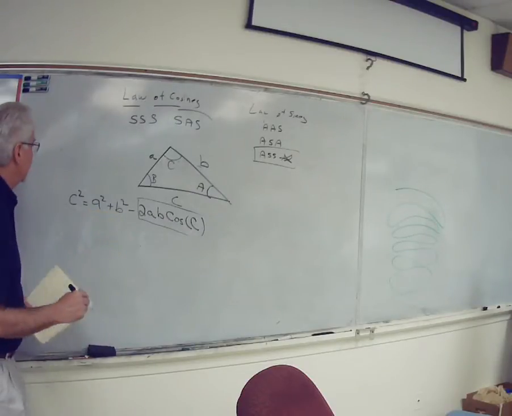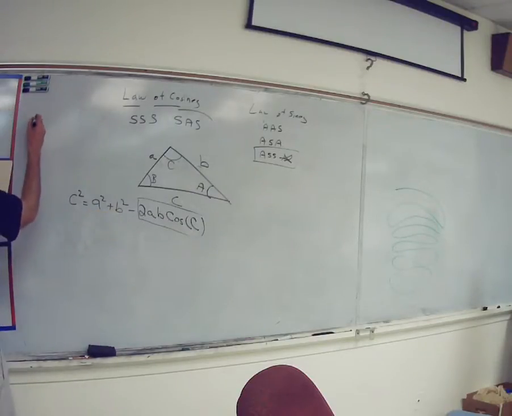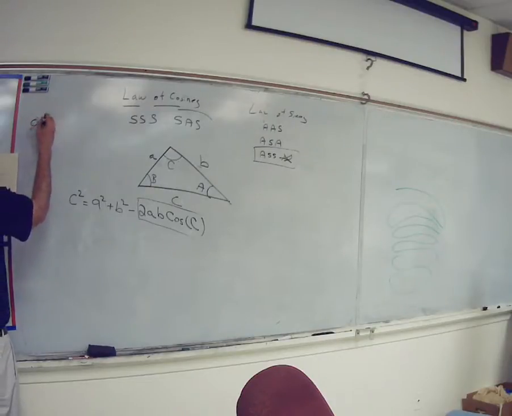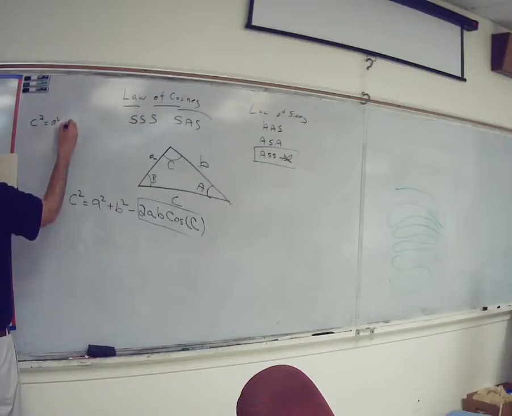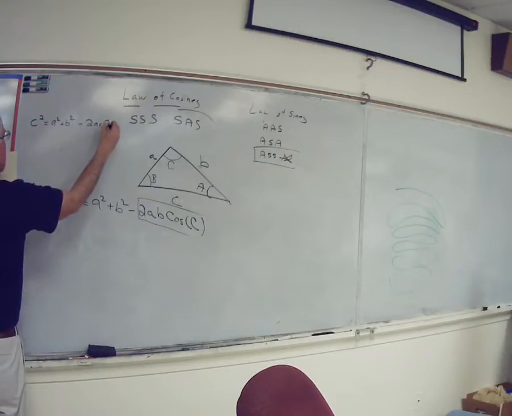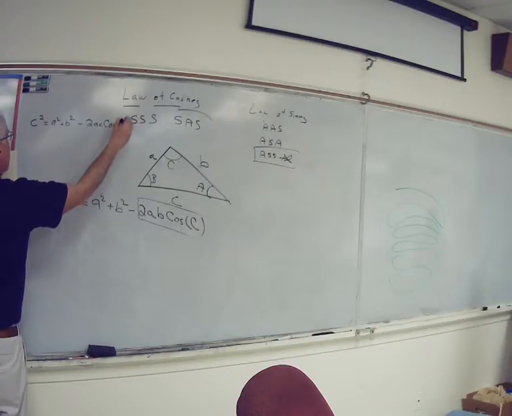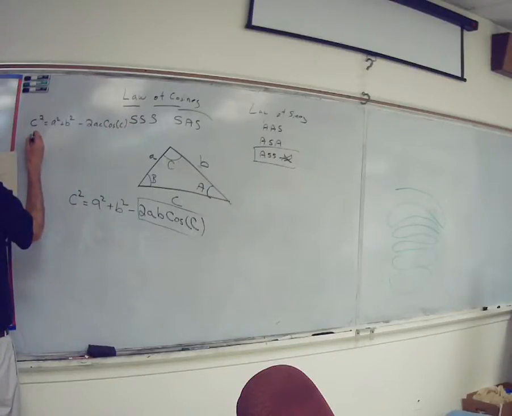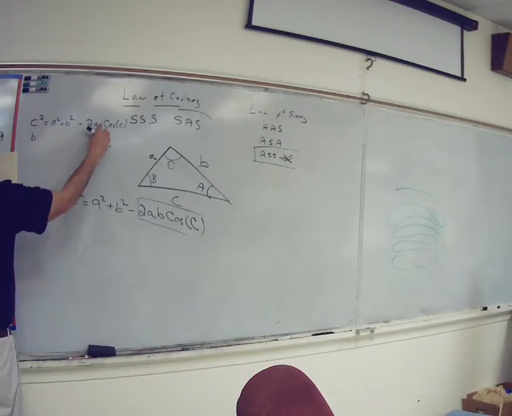So I'm going to write this. This is the law of cosines. c squared is equal to a squared plus b squared minus 2ab cosine of big C. Isn't it 2ab? 2ab, thank you.